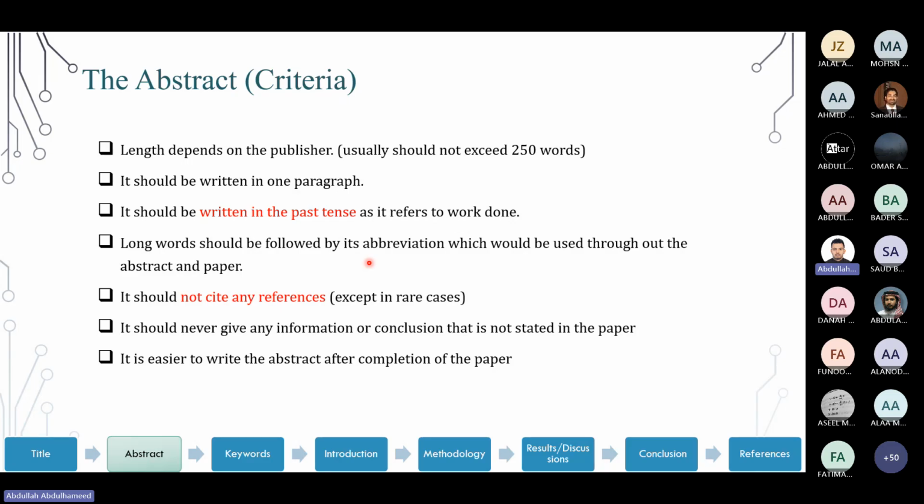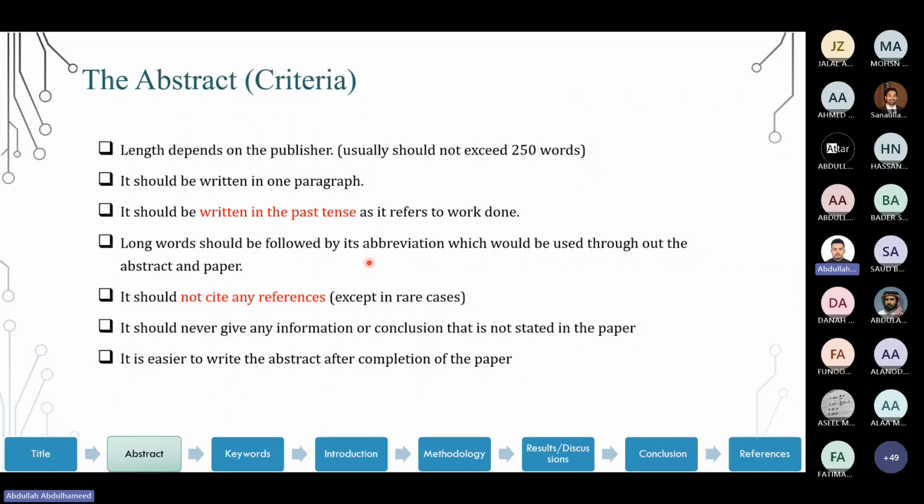Another thing, number 5, it should not cite any references, and this is very important. Usually the beginners will make this mistake. They put citations or references in the abstract. Please do not put any citation or reference. Most of the time, we do not do that. Only in very, very rare cases, some journals allow putting some references in the abstract.